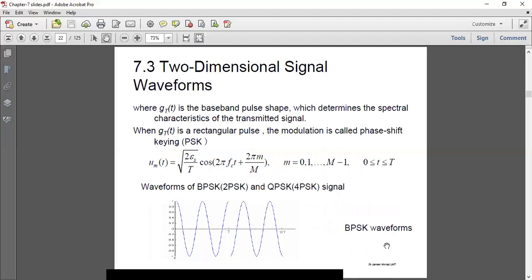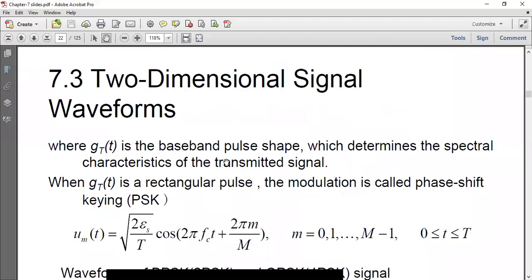Two-dimensional signal waveforms continuing, where g(t) is the baseband pulse shape which determines the spectral characteristics of the transmitted signal. g(t) is a rectangular pulse and the modulation is called phase shift keying. This is the amplitude of that baseband pulse, and this is multiplied with the carrier. So this is a bandpass signal. The waveforms of BPSK, which is 2-PSK, and QPSK, which is 4-PSK, can be represented. So this is the diagram for 2-PSK.